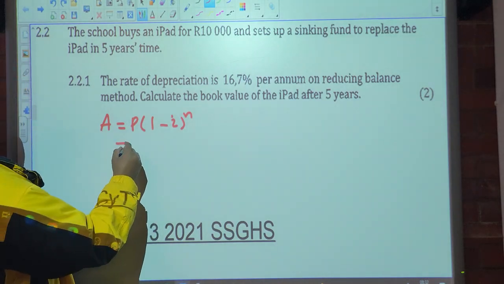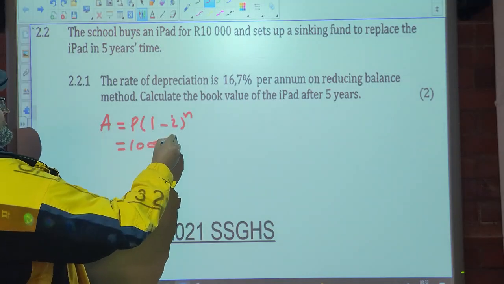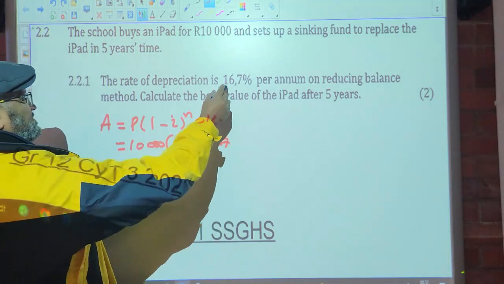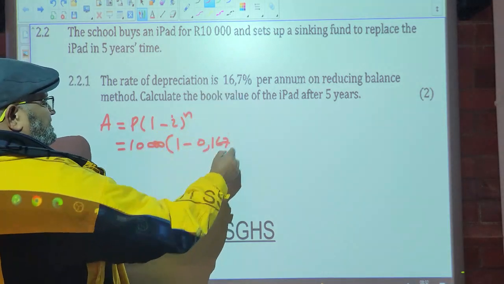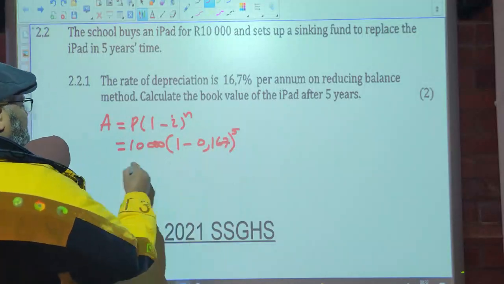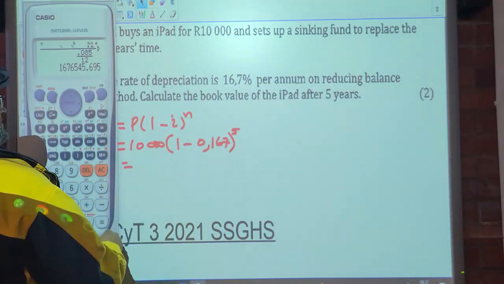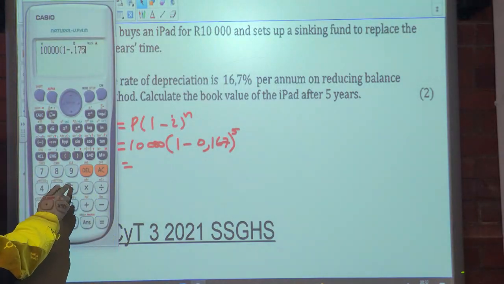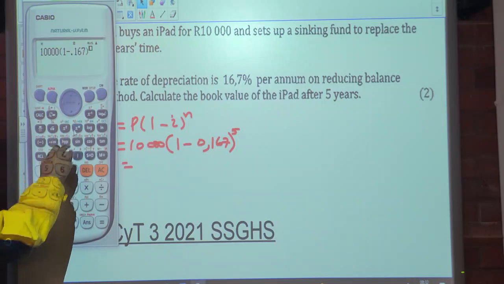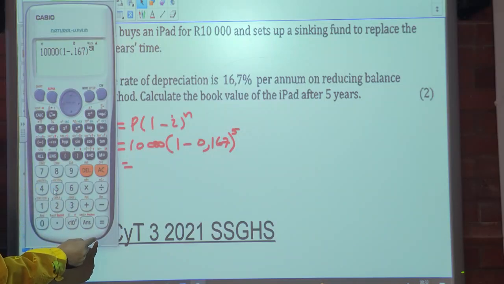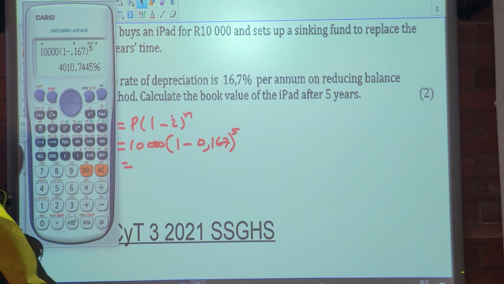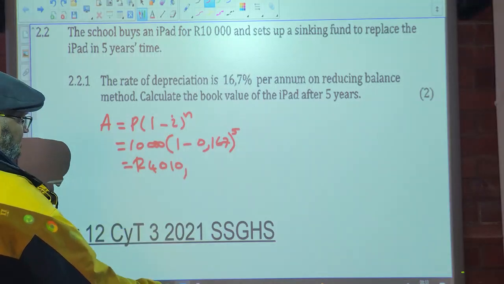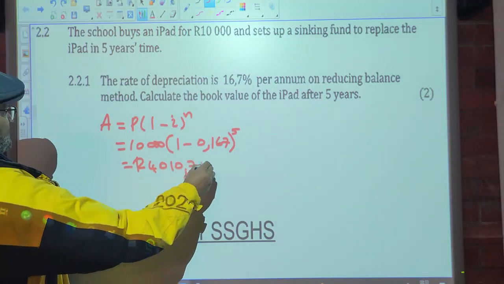So the book value after 5 years, of course, is going to be 10,000 into (1 minus 0,167) to the exponent 5. It's going to be for 5 years. It's going to be 10,000 into (1 minus 0,167) to the exponent 5. That gives us 4,010 rand and 74 cents.